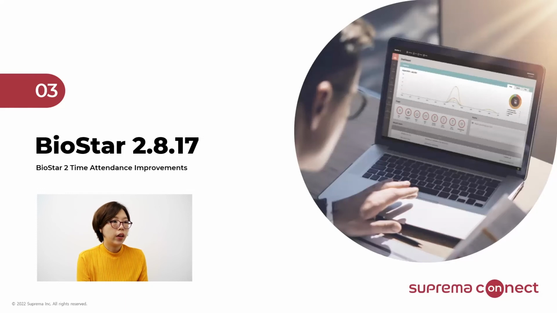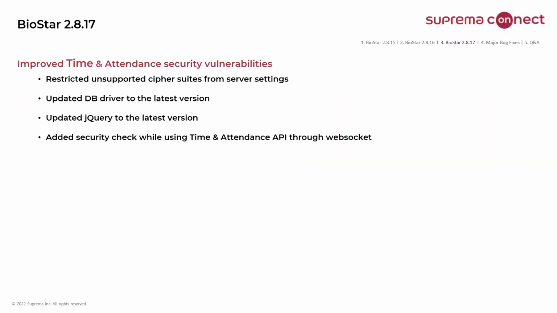Version 2.8.17 is a version that cannot be distributed, so that you can check improved features in our next version, BioStar 2.9.0. First, the security vulnerabilities of BioStar 2 TA have been improved. We restricted unsupported cipher suites from server settings, updated the DB driver to the latest version, updated the jQuery version to the latest version, and added a security check while using the time and attendance API through WebSocket.